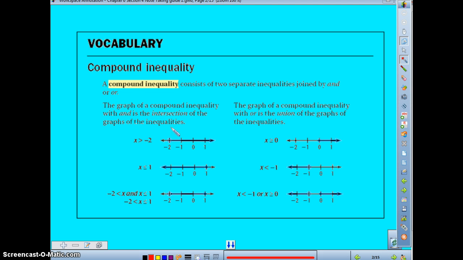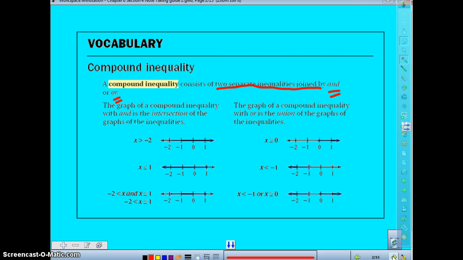First off, what is a compound inequality? It consists of two separate inequalities joined by "and" or "or." That's the main thing we're looking for. We have and statements and we have or statements. And statements are the ones where it's joined together, the lines are joined up right here. Or statements are going to have an open space in the middle right there, going less than or greater than. Okay, that's the main difference.